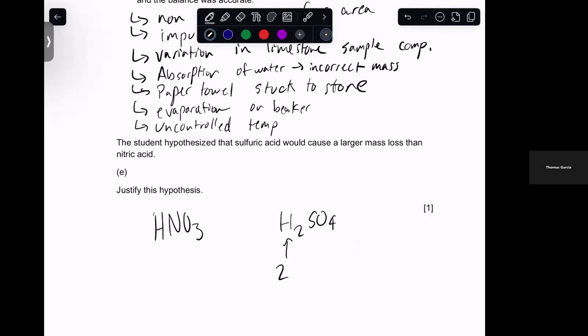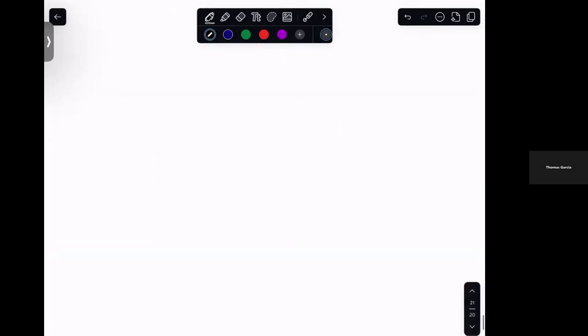Look at that. You got two protons, two hydrogens. H2SO4 is what we call diprotic. And therefore it would be more acidic. It would have more hydrogen ions to contribute to the chemical reaction between itself and the calcium carbonate. So that would be a proper justification.